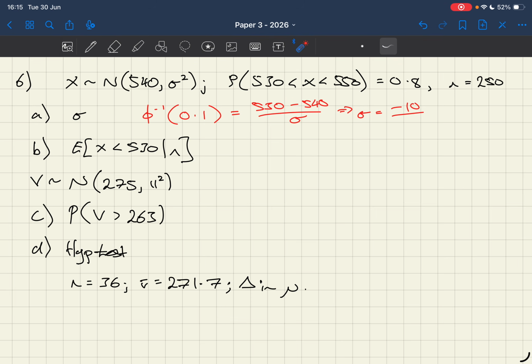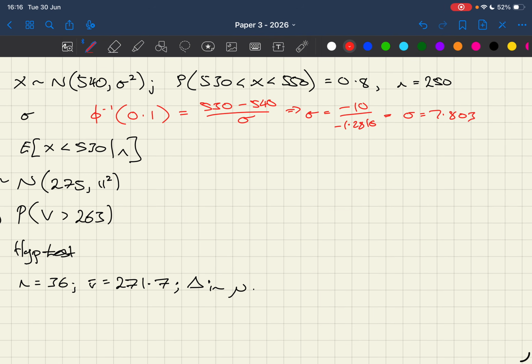They do it slightly differently to me, I think. Let me use my calculator quick. Inverse normal. If you've got one that you can actually do with unknown bits, then lovely, you do it that way around. But generally, you don't have one of those. So it's going to be minus 1.2816, and so on. So sigma should be equal to 7.8, 7.803 if you want to be a bit more precise. That looks good though.